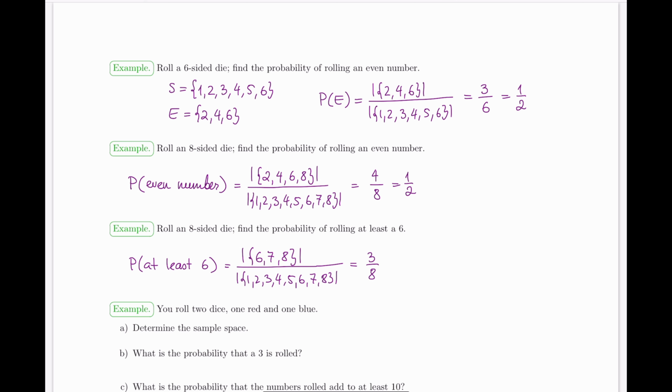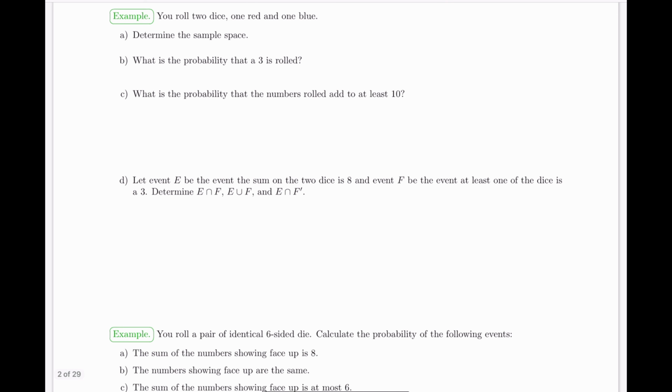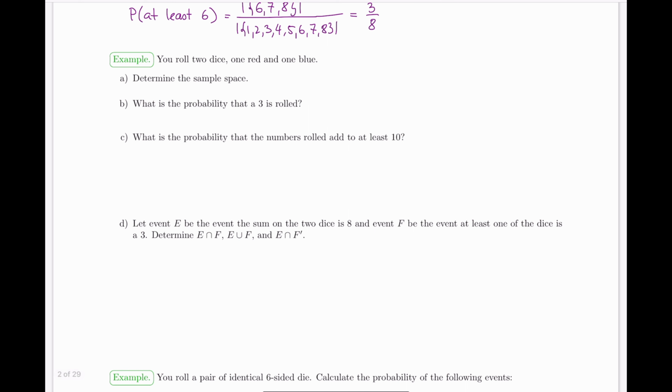Let's see what happens in a slightly more complicated example. Here you're going to roll 2 dice, one red and one blue. Again, if it is not specified, we're going to assume that they're 6-sided dice. So maybe I'm going to include that information here. But again, it's omitted. We're assuming they're regular dice. One red and one blue. So they are 2 different colors, and we're going to have to be mindful of that. First, the question asks to simply determine the sample space. So what are all the possible options that we're going to see if we roll these 2 dice?